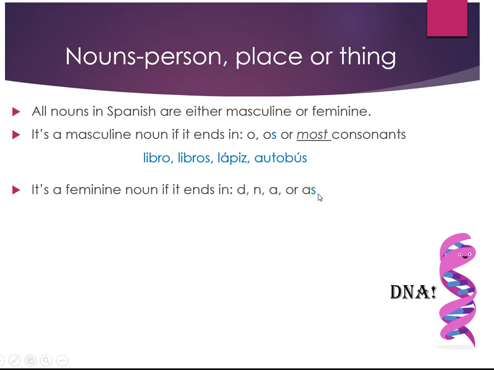Now it's a feminine noun if it ends in a D, N, A, or AS. I like to tell my students, you can remember this: a good memory aid is to think DNA has curves and DNA is feminine. So some examples: comunidad for community ends in a D, lección for lesson ends in an N, escuela for school ends in an A. And if we have schools, we're going to put that S on it to make it plural, but we really look at the letter that's behind it. And that is an A, which means it's feminine.